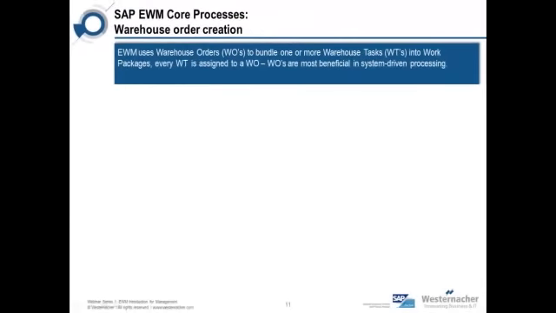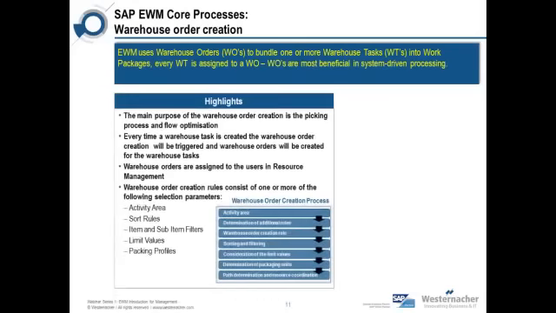The third core process is warehouse order creation. EWM uses warehouse orders to bundle one or more warehouse tasks into work packages. Every warehouse task is assigned to a warehouse order. Warehouse orders are most beneficial in system-driven processing. The main purpose of the warehouse order creation is the picking process and flow optimization. Every time a warehouse task is created, the warehouse order creation will be triggered and warehouse orders will be created for the warehouse tasks. Warehouse orders are assigned to the users in resource management.